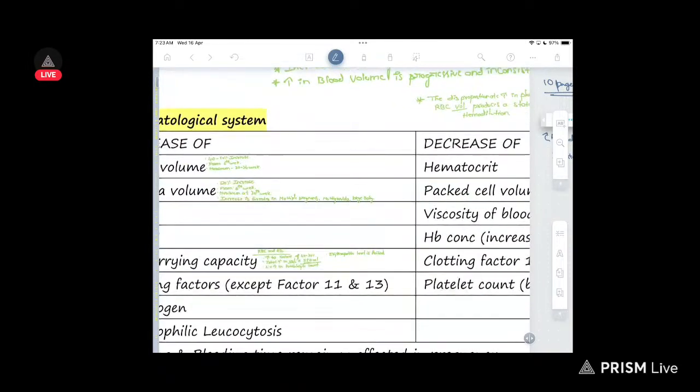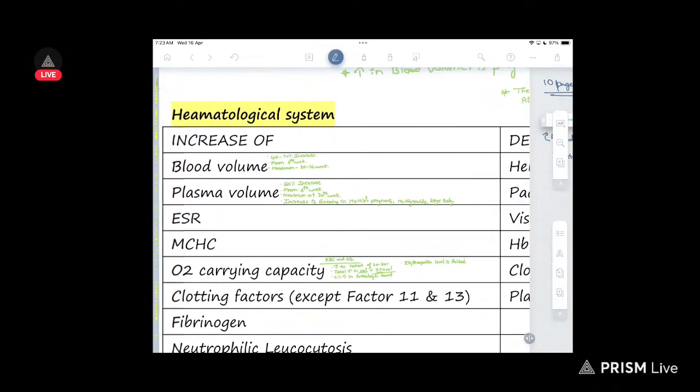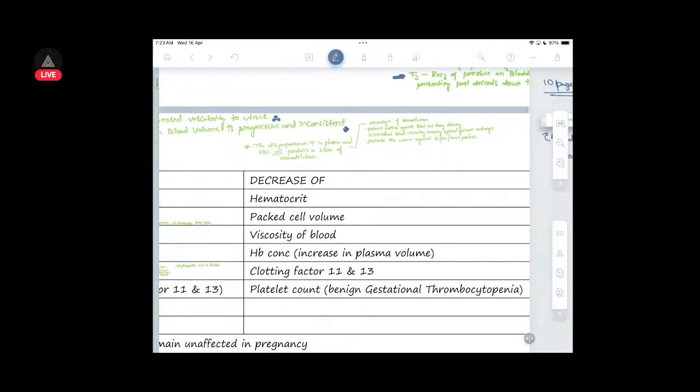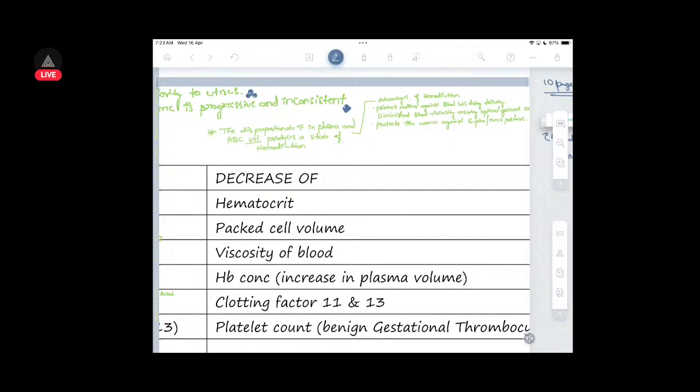Hematological system. Yes, the hematological system is one of the main questions they can ask. There is an increase in vascularity of the uterus. The increase in blood volume is progressive. However, the disproportionate increase in plasma and RBC volume produces a state of hemodilution.